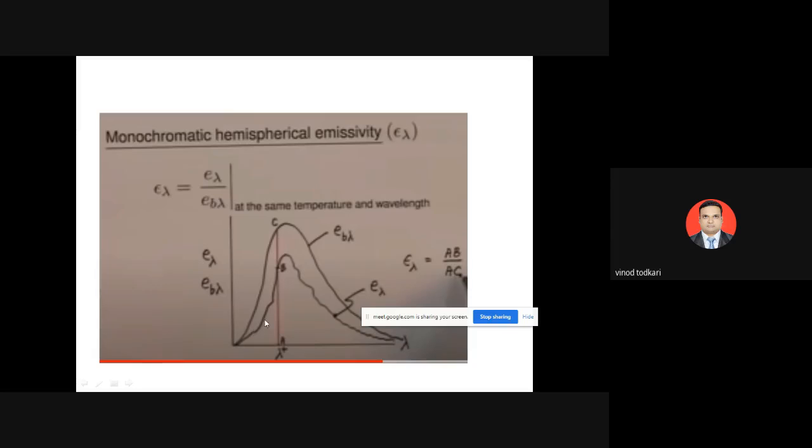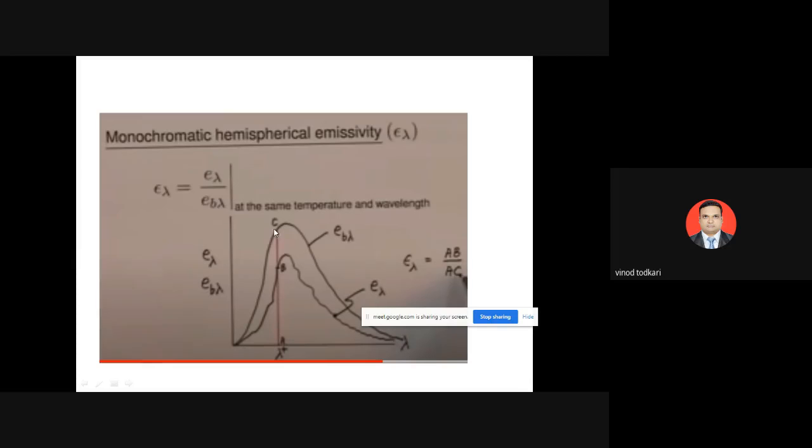So this is the inner curve. The inner dome is for the real body. It is the spectrum of E lambda, monochromatic emissive power of a real body, and EB lambda is the monochromatic emissive power of a black body. The outer dome is for EB lambda. I think it is clear to you. Now, at any wavelength, let's take lambda. If I draw a vertical line, what is this AB? This AB is nothing but E lambda, right? And what is AC?